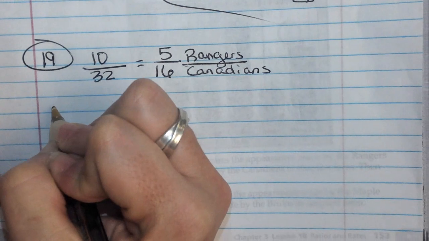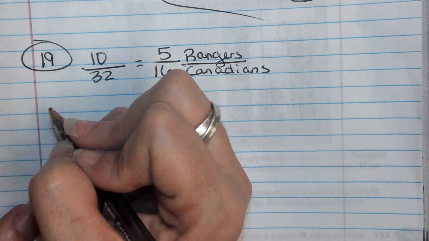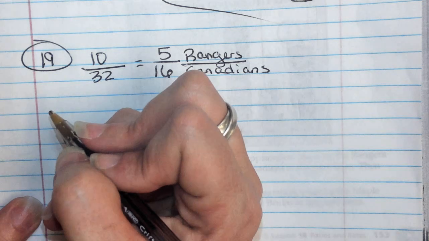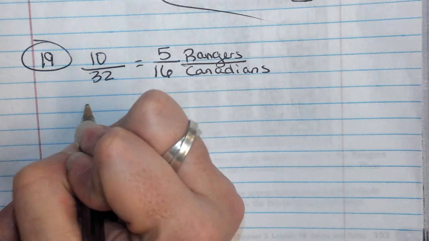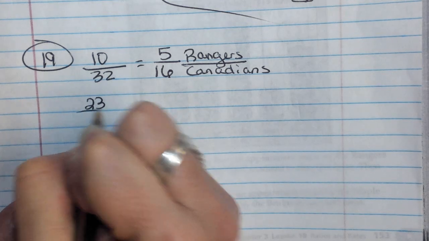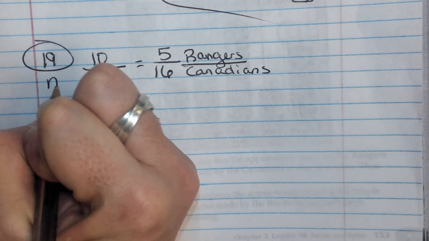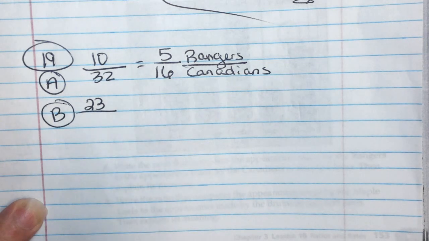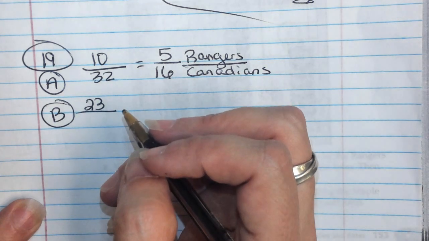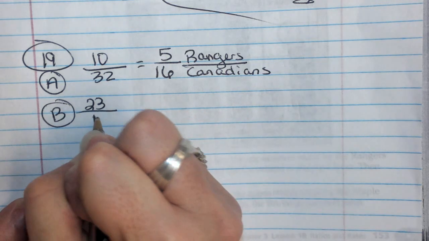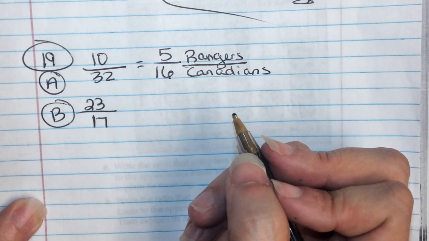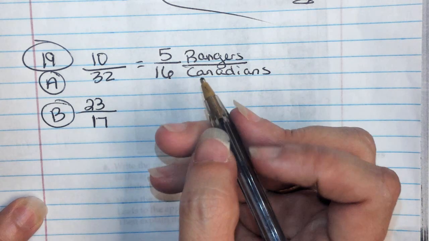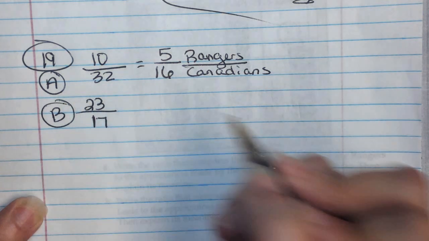And then letter B says, write the ratio that compares the appearances made by the Maple Leafs, which is 23. This is letter A. Okay, this is letter B. 23 Maple Leafs to the Bruins, which is 17. In simplest form, can that simplify?